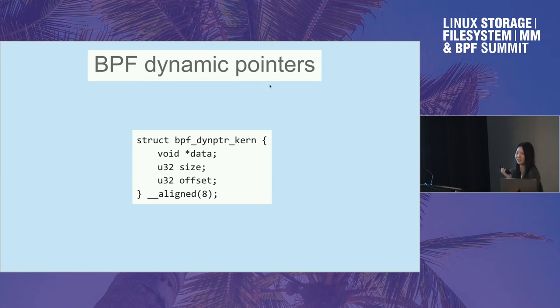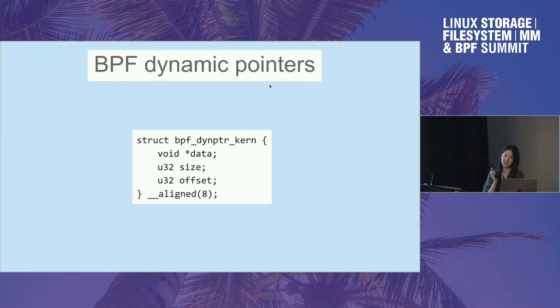In the verifier, we need to make a lot of guarantees to ensure that memory is accessed very safely. And so that's the idea behind dynamic pointers in BPF. This is similar to fat pointers or smart pointers in other languages, where you have the data that it's pointing to, but alongside that data, you have some other metadata that you can use, in this case in BPF, to enforce certain things: that you're not accessing beyond your memory range, or that you're not trying to write into something that is read-only.